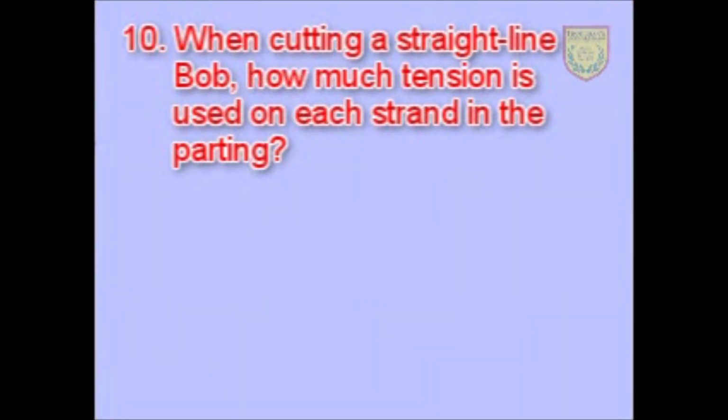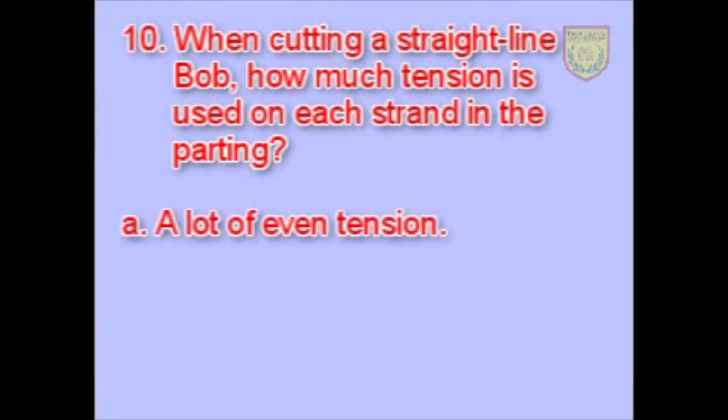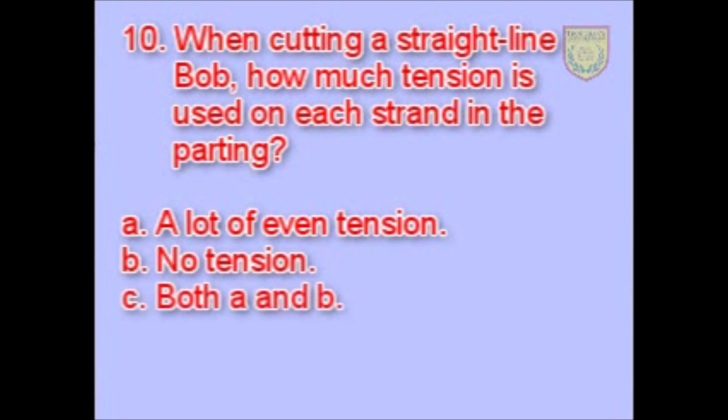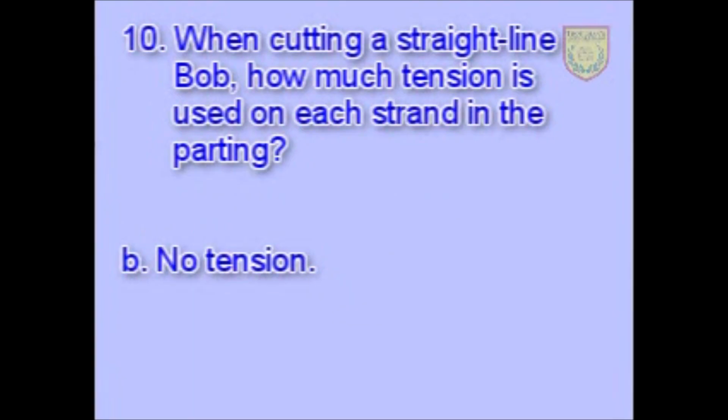Number 10, when cutting a straight line bob, how much tension is used on each strand in the parting? A, a lot of even tension. B, no tension. C, both A and B. The answer is B, no tension.